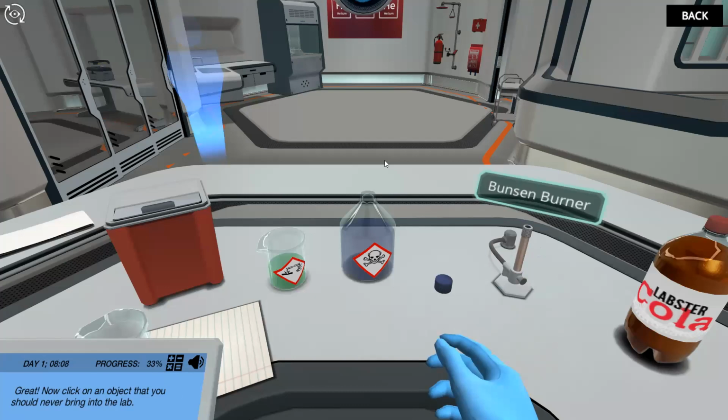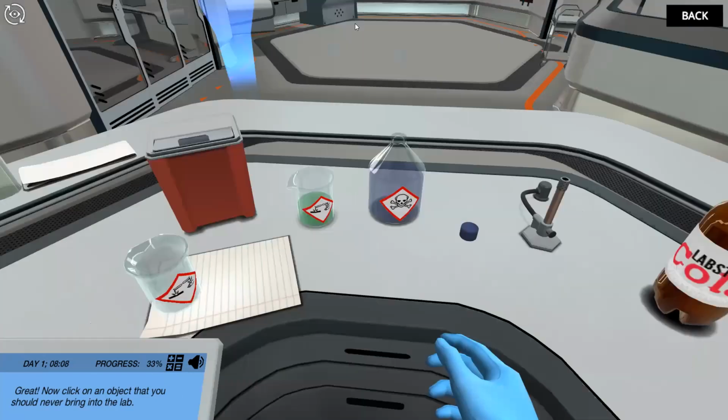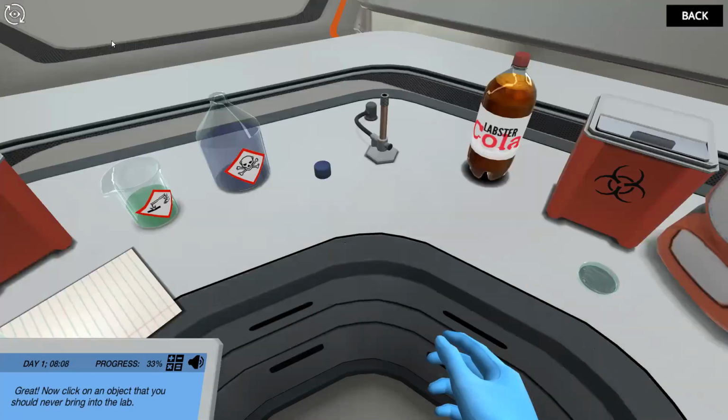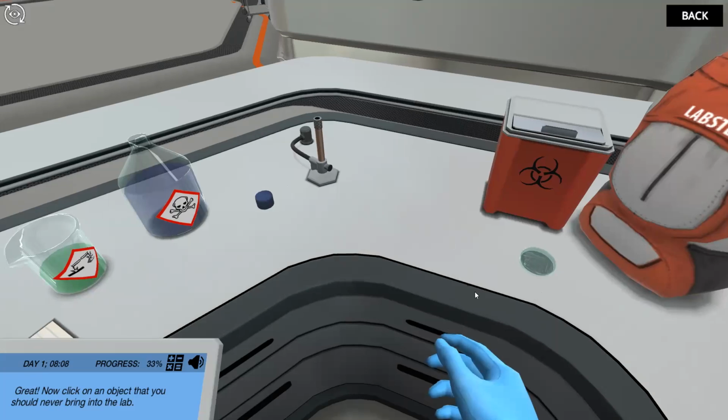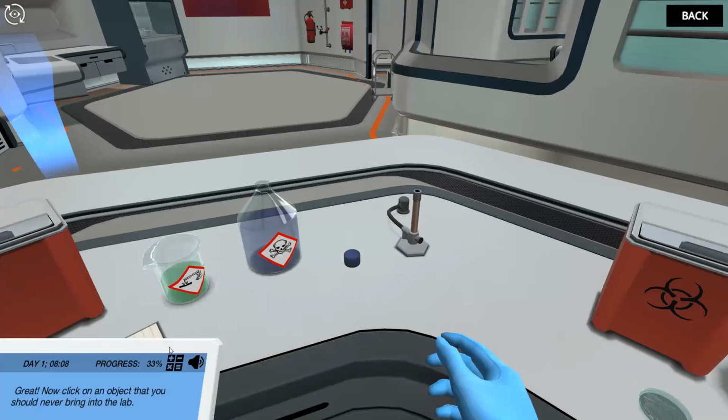Food or drink, probably. Aha, right here. Lobster cola. Well spotted. Food and drink are strictly prohibited in the lab. Imagine if somebody grabbed the wrong bottle by mistake and took a sip of the toxic substance. That's not a good thing.